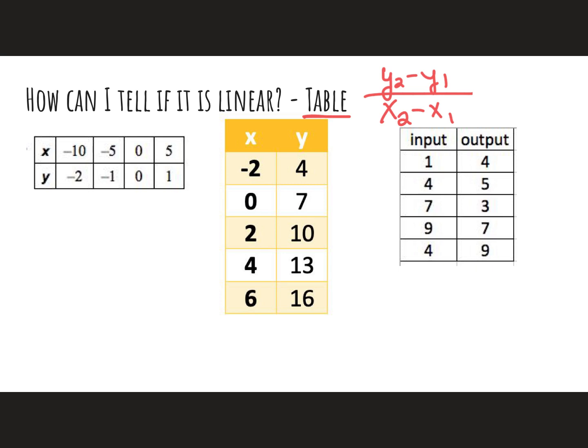So when I'm looking at the table on the left, I see that my y is changing. We're adding 1 each time. My x is changing by increasing by 5 each time. I can see that here. So this one is linear.